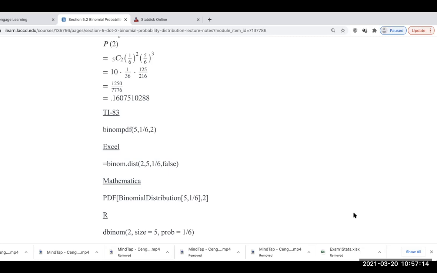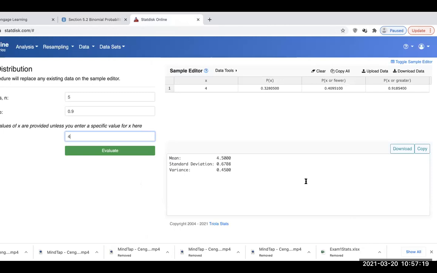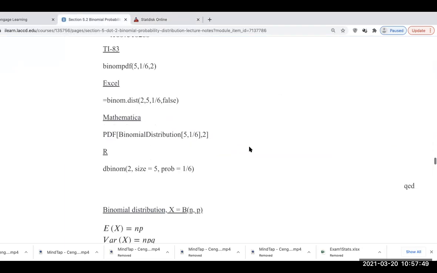So for five successes, okay, so there, it's 160, and you want exactly how many? 3, 2. You want 2. You want to roll a 3 twice. 0.1607510. Okay. Good.